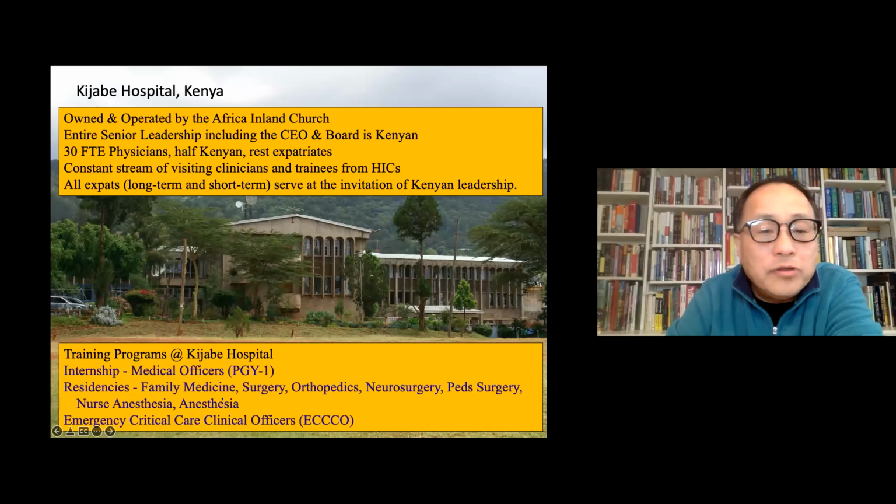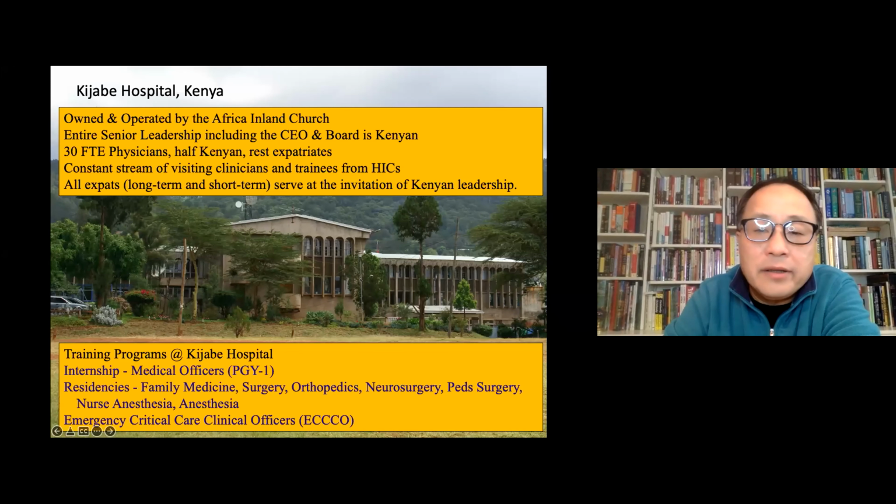And there are numerous training programs now at Kajabi Hospital. They've long had medical officer trainings, which is a rotating PGY1 experience where they spend roughly 3 months in surgery, medicine, obstetrics, and pediatrics. But now there are numerous residency programs in family medicine, surgery, orthopedics, neurosurgery, pediatric surgery, nurse anesthesia programs, and most recently an anesthesia residency program. And then now the ECHO program for clinical officers.